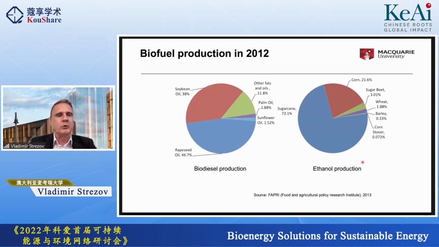This is from some time ago, but it shows that biodiesel primarily depends on rapeseed oil, soybean oil, and other fats and oils, mainly edible oils. The 11-12% back at that time was fats and oils that were waste. So there's a larger contribution of non-edible or waste for production of biodiesel, while ethanol comes mainly from edible products: sugarcane, primarily corn, sugar beet, and so on. Very little comes from corn stover, which is the waste.